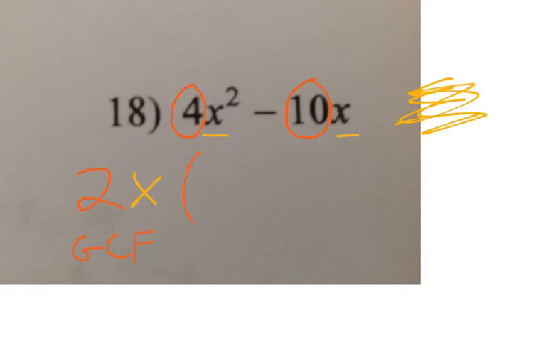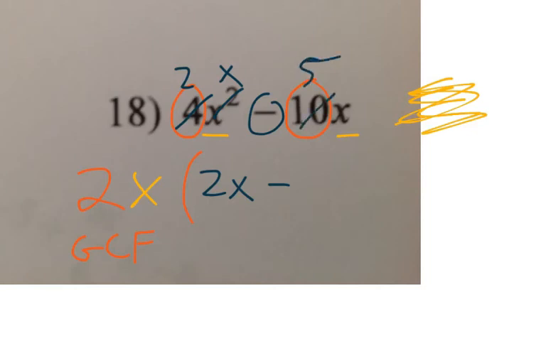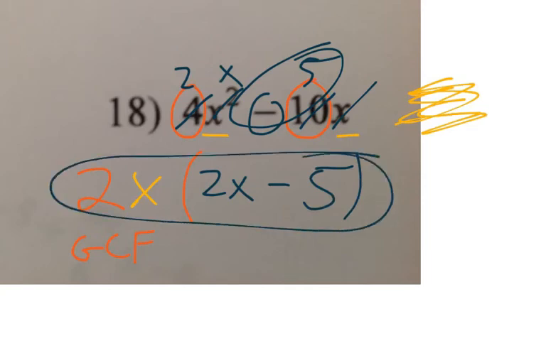So finishing up, I know 4 divided by the 2 is 2. The x in the x squared is x, so I'm left with 2x. Notice the minus there. And then the 10 divided by the 2 is 5. And of course, x divided into x means no more x's. So notice right there, guys, I'm left with the minus 5. And so here's my answer: 2x, parentheses, 2x minus 5. Pause the video if you need to.